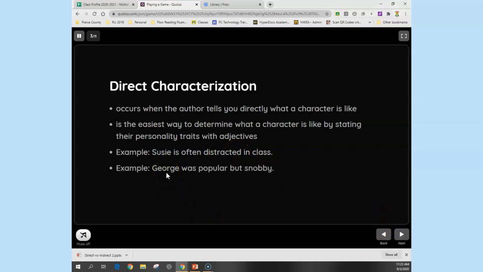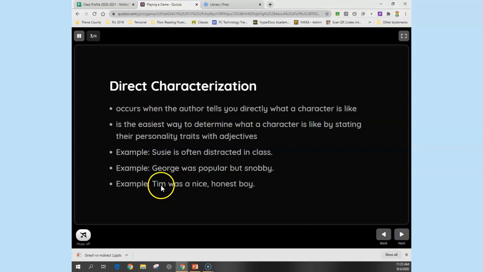Another example, George was popular but snobby. I don't have to guess what George is like. I don't have to think about it because the author has made it very simple for me by using direct characterization. I know George is popular, but he's also snobby. So, see, these two adjectives show me that direct characterization is being used. I know what George is like because the author directly tells me using those adjectives.